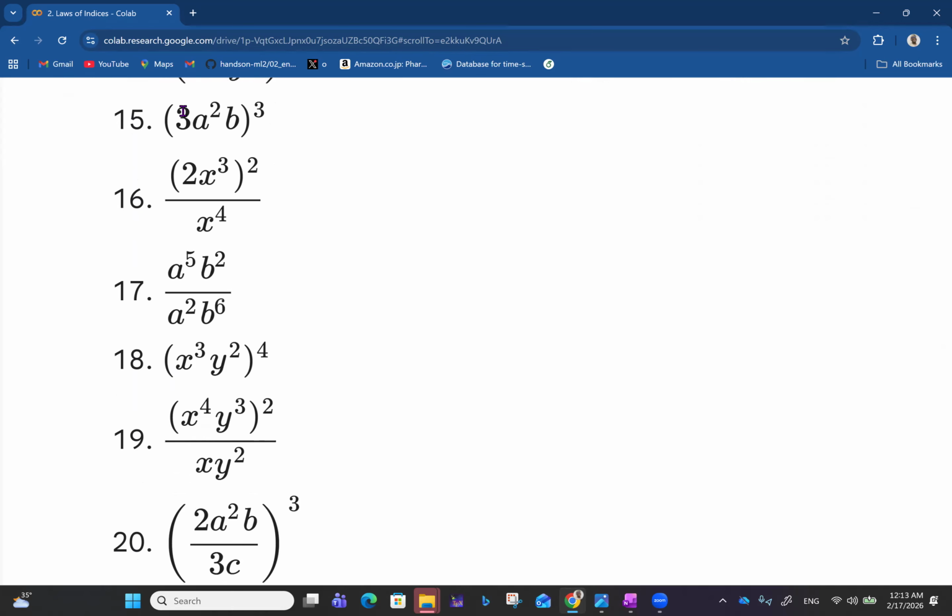So cube of this, that's 27a6b3. Then this is 4x6. This is x raised to power 4. So 4x6 over x raised to power 4, that's 4x2. Then a5b2 over a2b6, that's a3b minus 4, right? a3b minus 4. And for this, we have x12, y8. Here we have first of all x8 y6 over xy squared. So x8 over x, that's x7, y6 over y2, that's y4. So x7, y4. And this is cube, right?